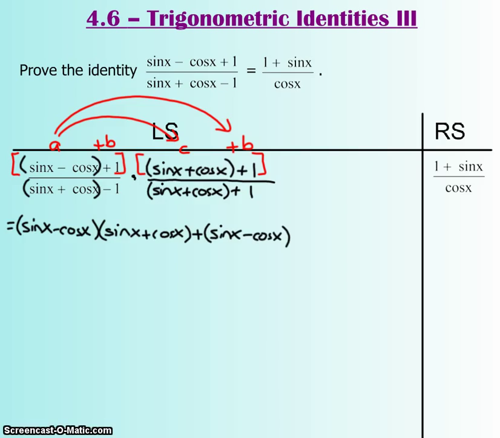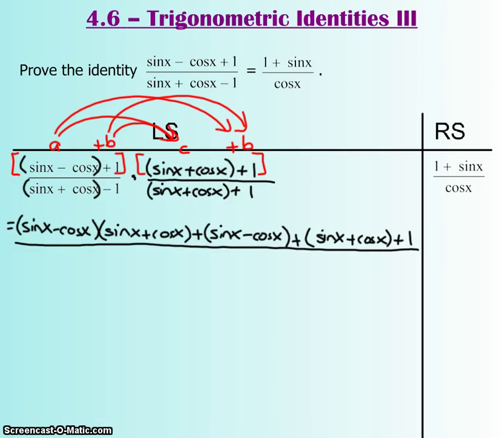Okay, and then we have b times c, because that's I for inside, plus 1 times the bracket is just going to be the bracket, sine x plus cos x, and then L for last, b times b. So 1 times 1 is just 1. Alright, now we're going to do the same to the bottom.